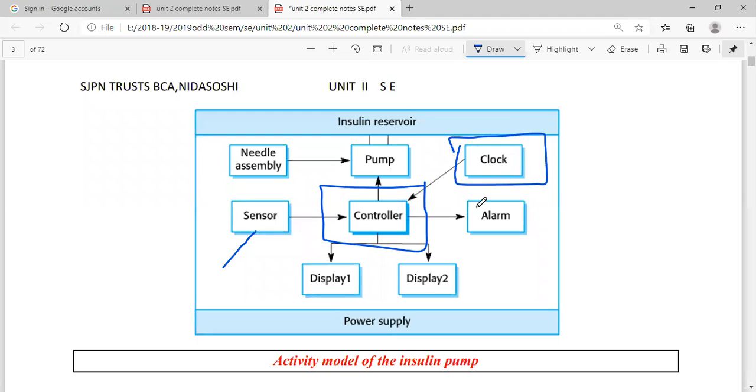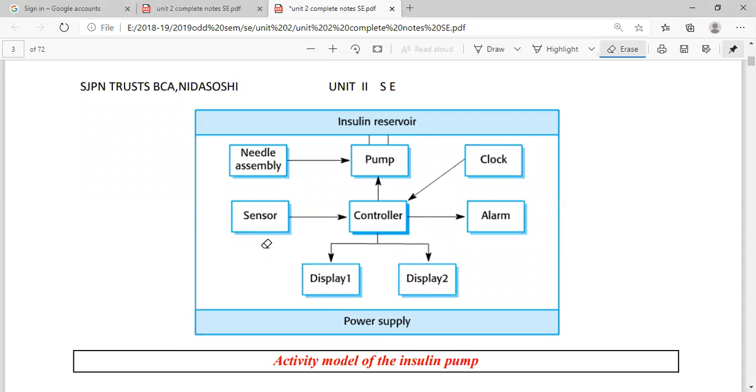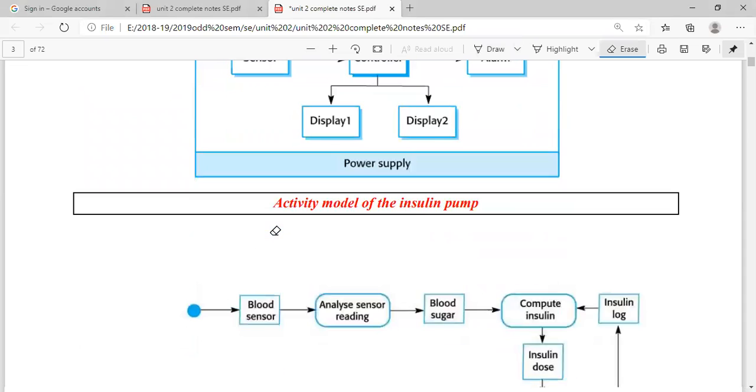There is also an alarm, a beeping, at the time of providing the insulin to the patient. So this is automated. Sometimes patients are manually provided with injections, but this is automated software. All right, so this is all about the architecture of the insulin control system.